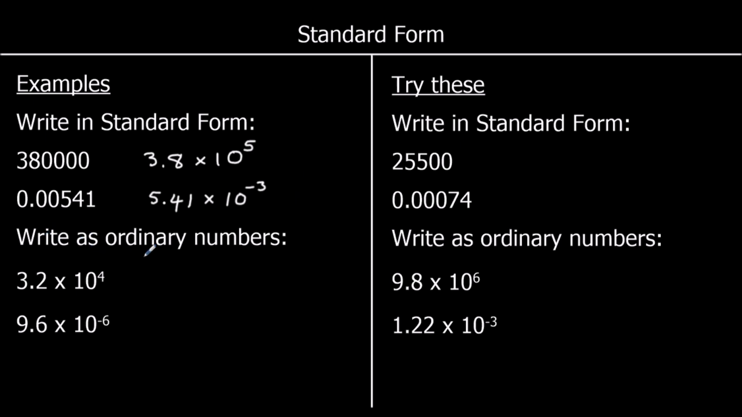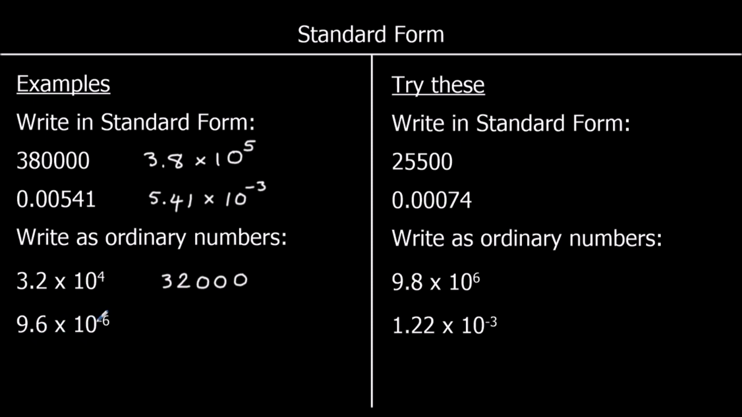Okay, write as ordinary numbers. So the other way round, we've got two numbers in standard form, and we're going to write them as ordinary numbers. So 3.2 times 10 to the power of 4 means 3.2 times 10 4 times. So times 10 once to make 32, then 2, 3, 4 times. So 3.2 times 10 to the power of 4 is 32,000.